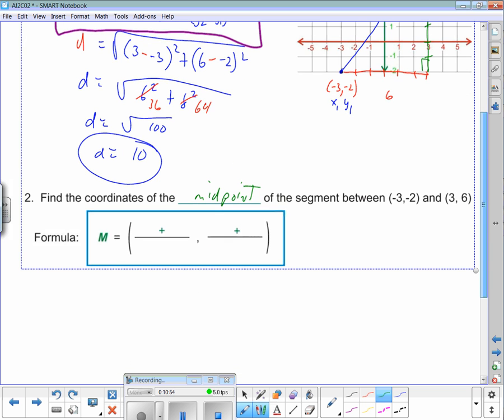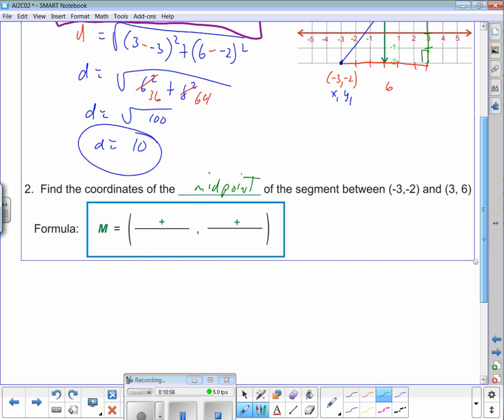The midpoint formula is real easy. If you notice, it's going to give you coordinates. That's why the parentheses right here, and that's why the comma. This is the coordinates of the midpoint. So that's what you're finding, right? Find the coordinates of the midpoint. So the formula is going to give you coordinates. And it's real simple, real easy.